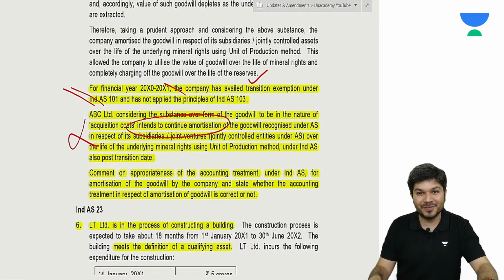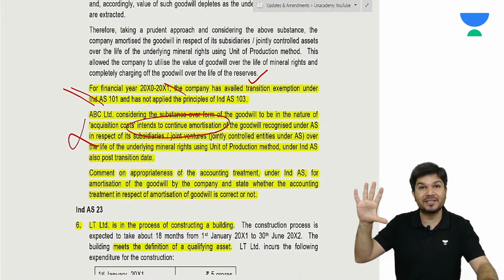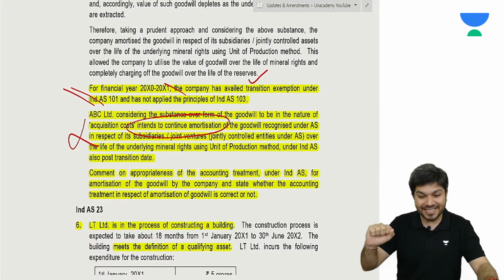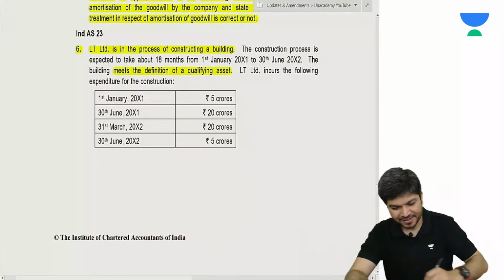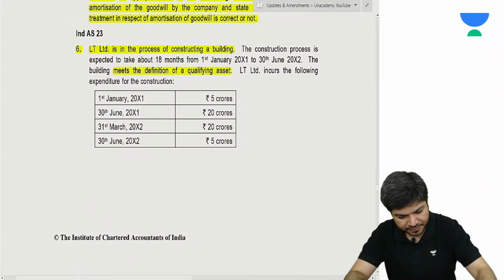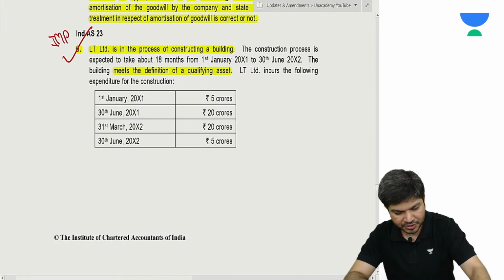Question number 5 is good. So question 2 was good. Question number 5 is good. Question 6 is also very good. The second question good, fifth question good. Sixth question is important.